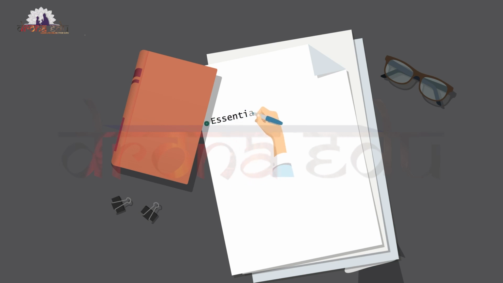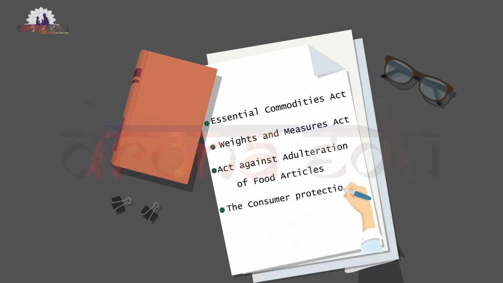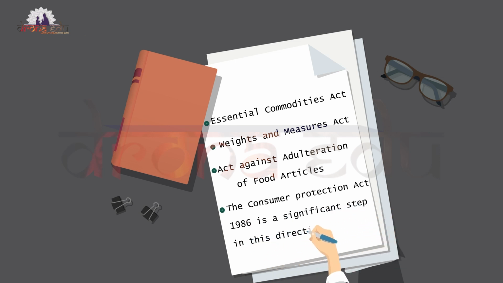For example, Essential Commodities Act, Weights and Measures Act, Act Against Adulteration of Food Articles, etc. Okay, the Consumer Protection Act in the year 1986 is a significant step in this direction.